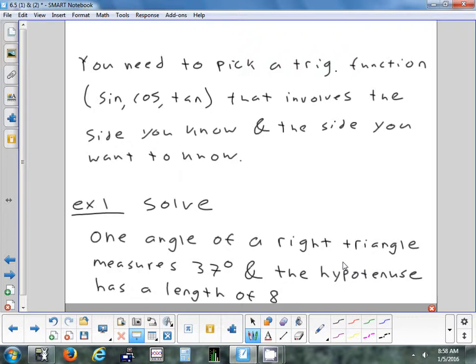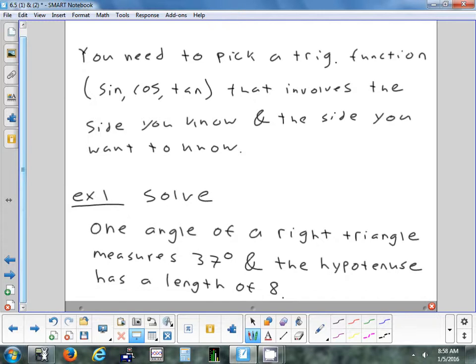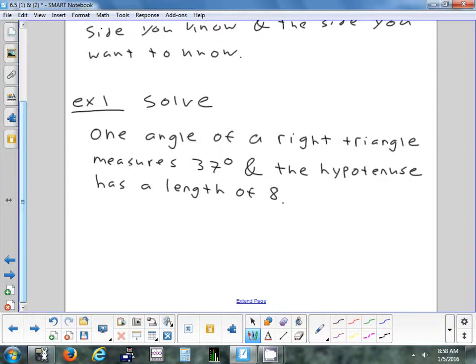All right, so let's look at the first case. This is the case where they're going to give you an angle and a side. So they said we have an angle in a right triangle that's 37 degrees, and the hypotenuse is 8. Since they gave me the hypotenuse, trig functions that have hypotenuse in this problem are going to be the ones I'm focusing on. All right, so let's sketch this out.